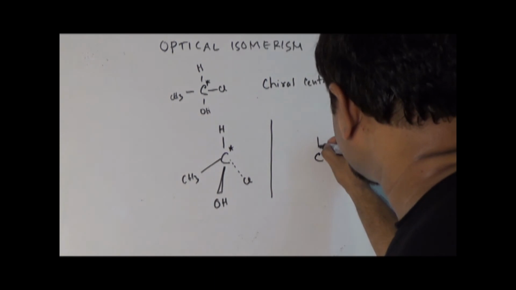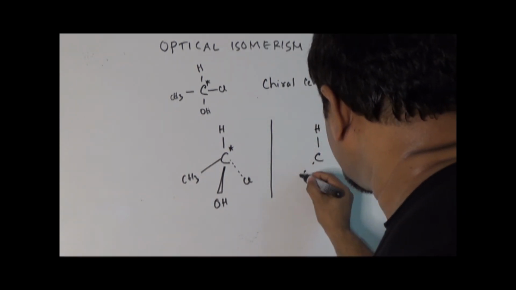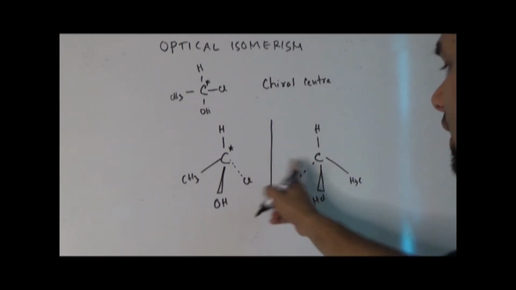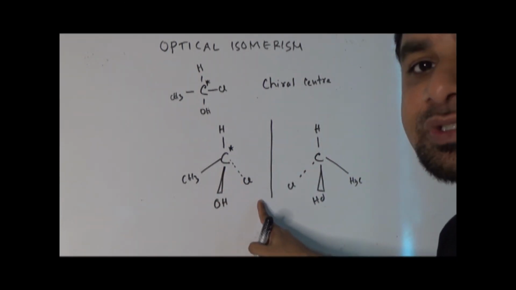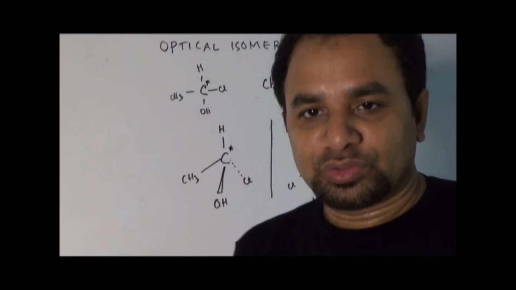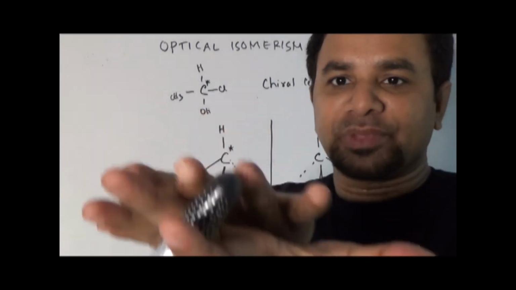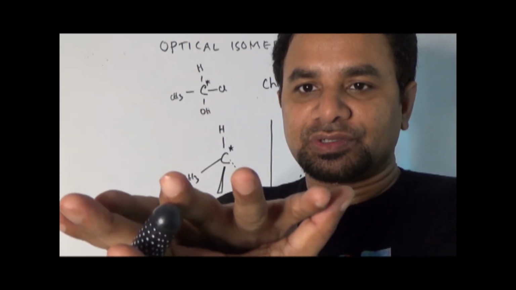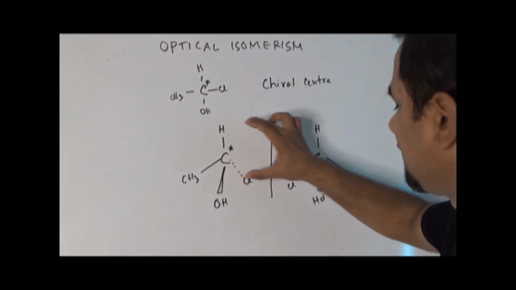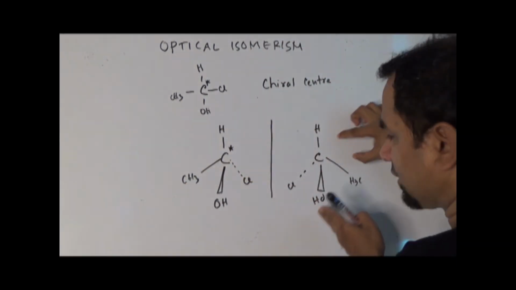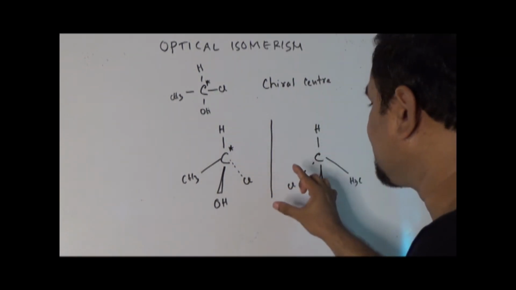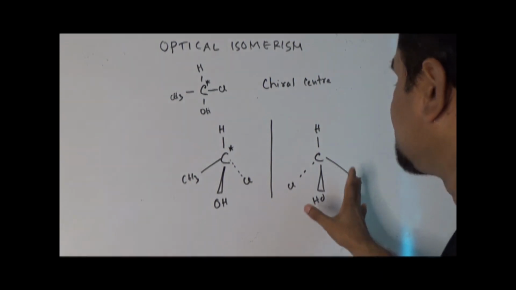The left side will be the right side. These two are optical isomers because they are non-superimposable. If you want to see, these 2 hands of mine are not superimposable, just like that. If we cut this one and place it on the other, it can't be superimposed. These 2 are non-superimposable and they create mirror images.